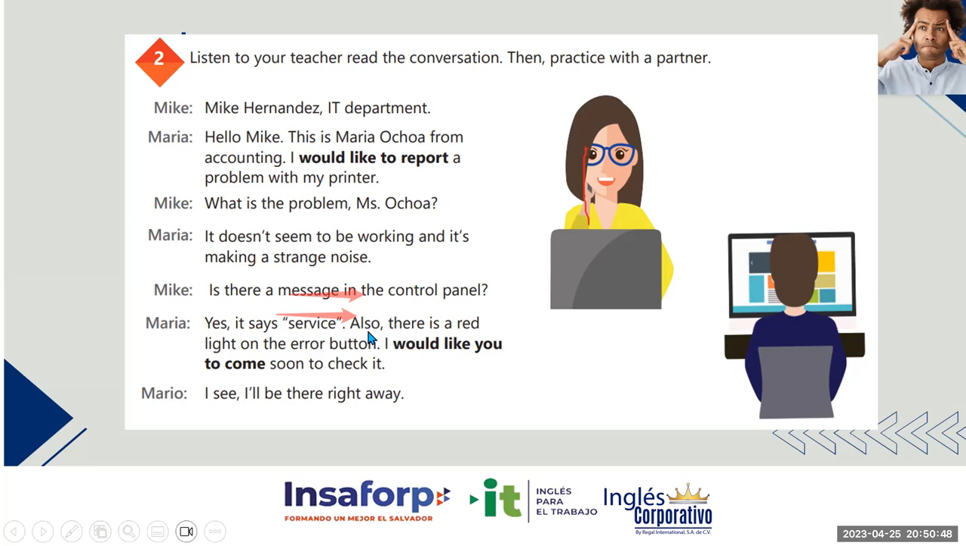Okay, right here it said also, and I don't know if you are showing the article. Is there a message in the control panel? And this one says, yes, it said service. Also, there is a red line on the error button. I would like to come soon to check it. Okay.